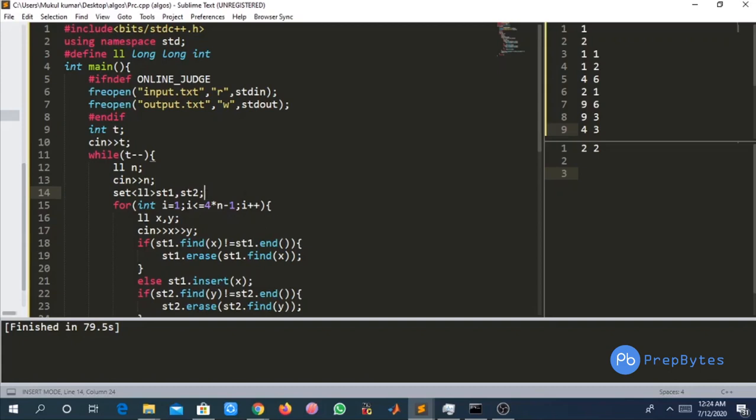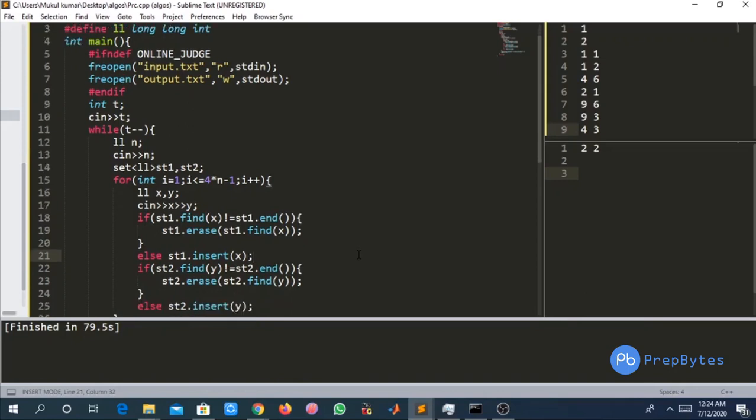So we will run a loop from 1 to 4n minus 1, and we will take the coordinates of the rectangles given to us, right? So x comma y is the coordinate which is given to us. We will check if the x coordinate is present in our set 1 or not. If it is present in set 1, we will remove it from set 1, right? Otherwise we will insert it into set 1. Same for the y coordinate: if the y coordinate is present in set 2, we will remove it from set 2. Otherwise we will add it to set 2, right?